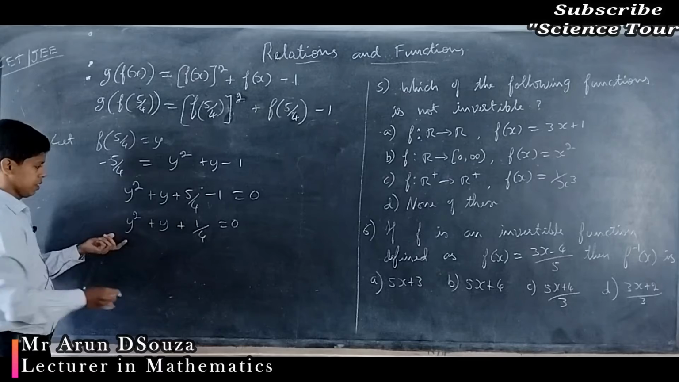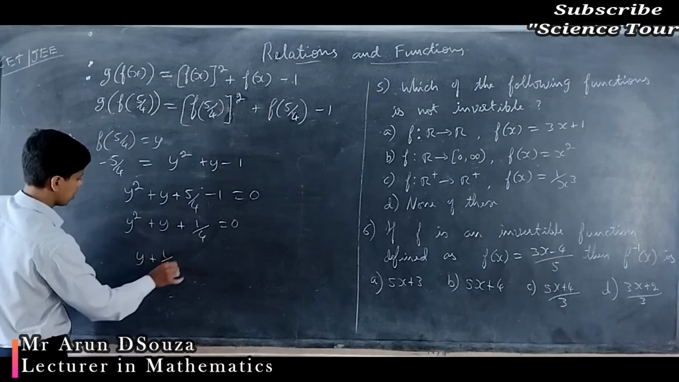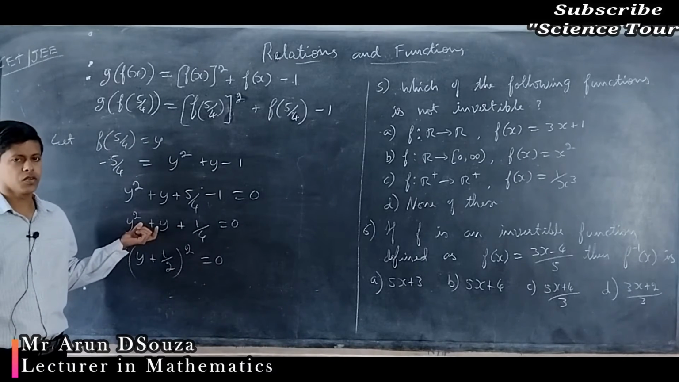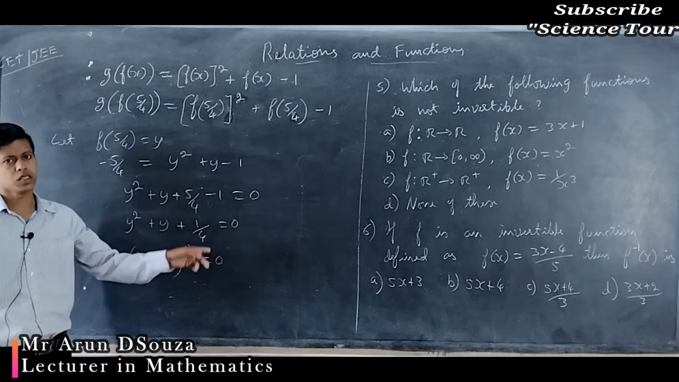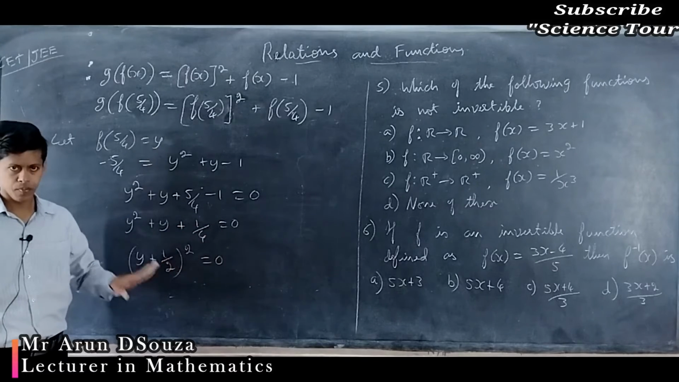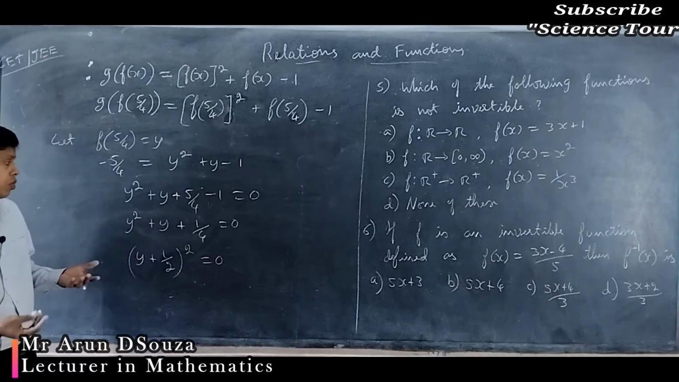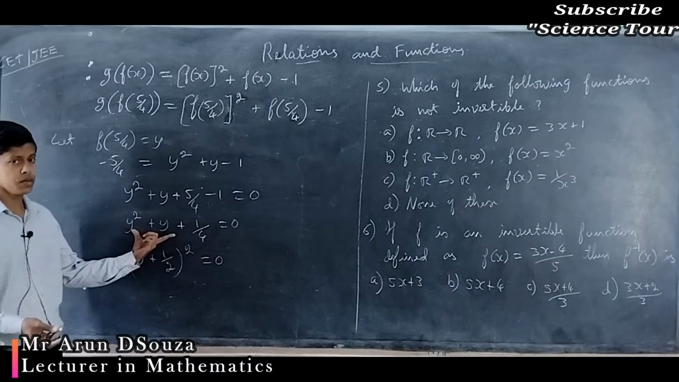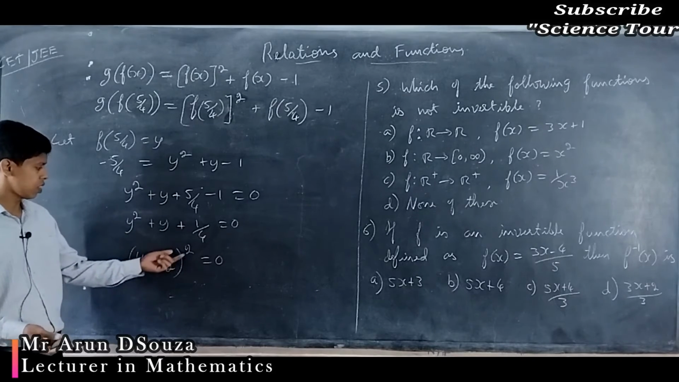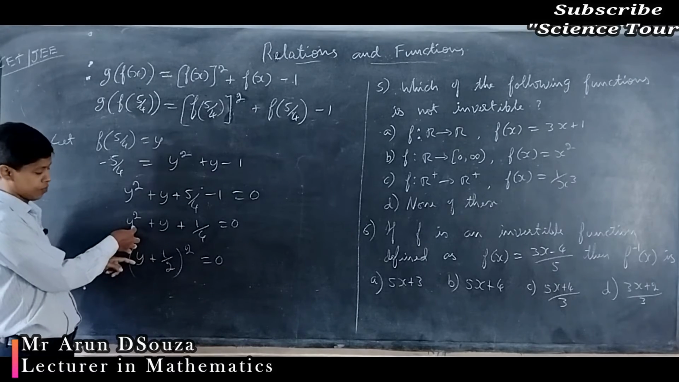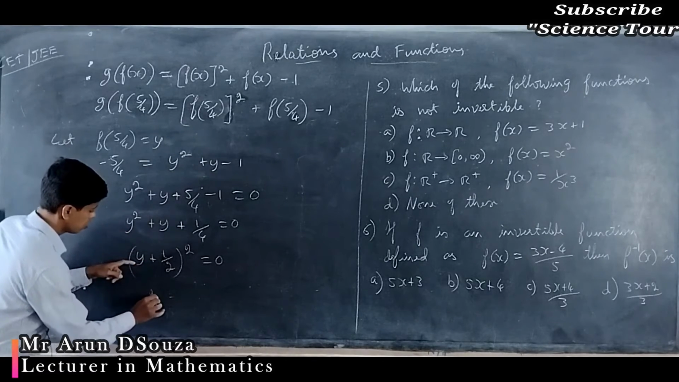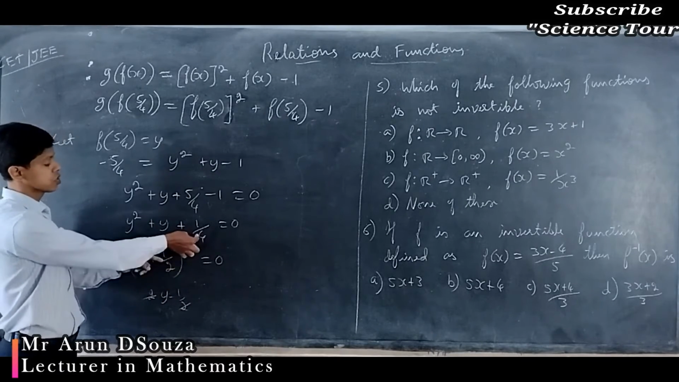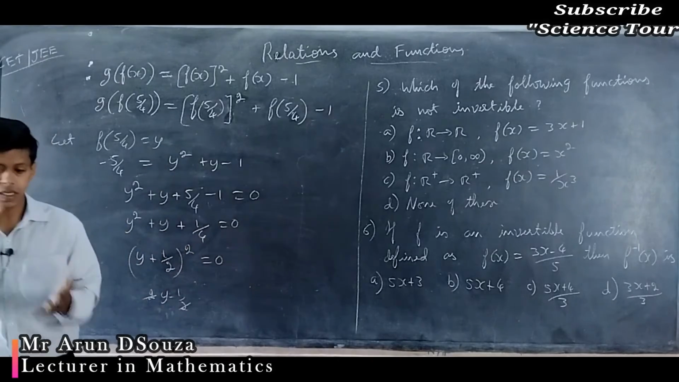Well, now this is like y plus half whole square, is it not? Or you can use the quadratic equation formula, y is equal to minus b plus or minus square root of b square minus 4ac by 2a. That formula also you can use here, there is no problem. But if you are using a simple method, you can do this. Say this is y plus half whole square. How? a square, y square, plus 2ab, 2 into y into half, this cancels, you get y, and half square is 1 by 4, right?